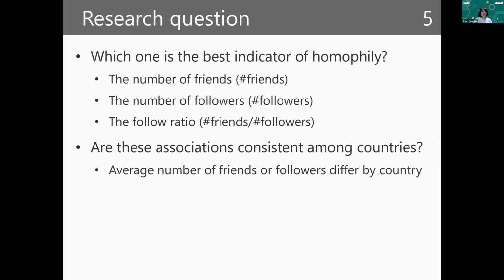And here we have 3 user attributes as indicators of location homophily. We have a question. Which one is the best indicator of homophily? And Twitter is used worldwide and used differently by countries. So are these associations consistent among countries?